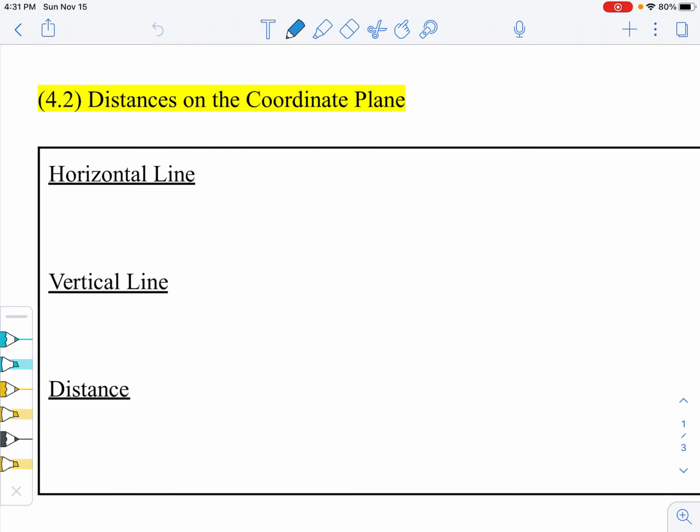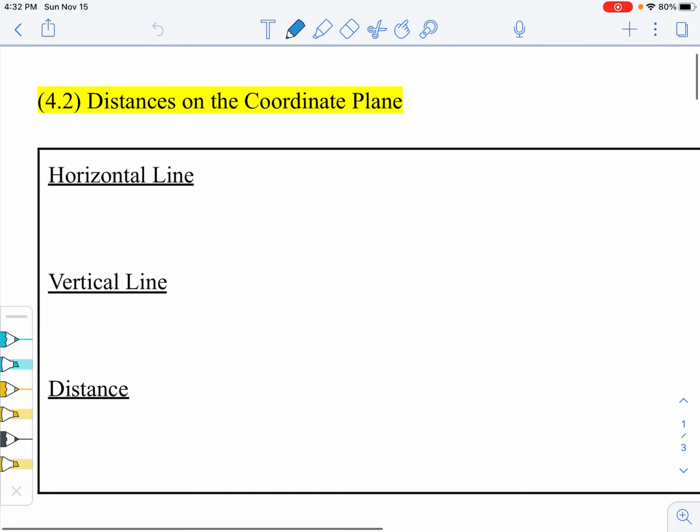In this video, we are going to talk about the distances on the coordinate plane. Now let's just briefly talk about what a horizontal line is and a vertical line. A horizontal line is like our x-axis. Our x-axis is an example of a horizontal line, and a horizontal line is a line that goes from left to right. Okay? And a vertical line is a line that goes up and down.